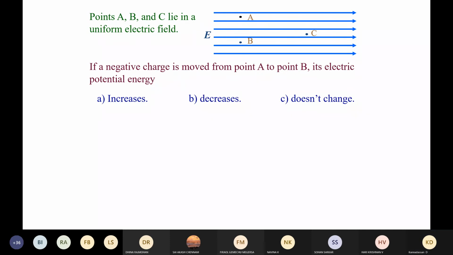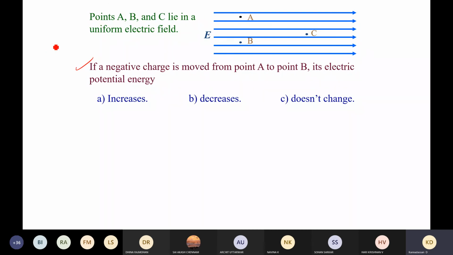In this question, please read and tell. If a negative charge is moving from point A to B, what happens to the electric potential energy? Will it be increasing, decreasing, or not change? It does not change, right? Why won't it change? Because it is moving within the same potential. A and B already possess the same potential, therefore there is no potential difference.